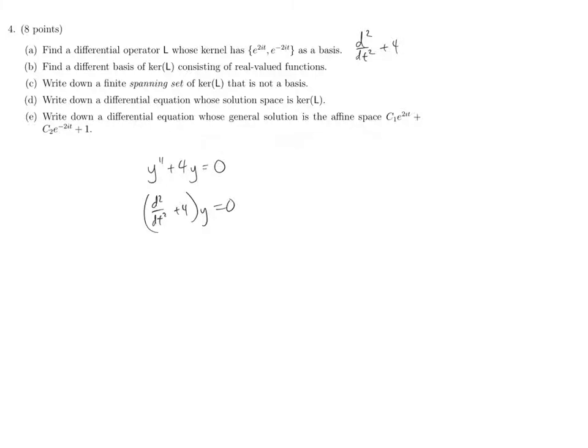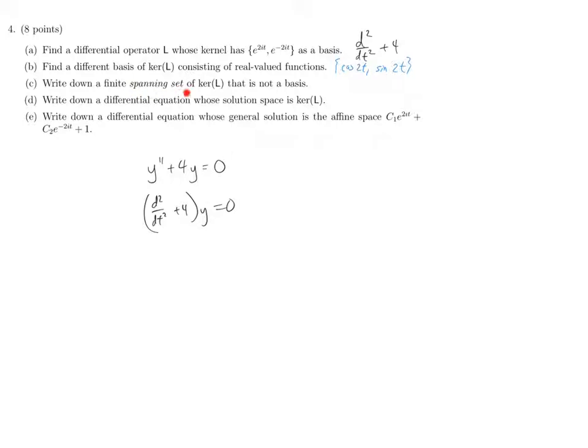Find a basis. I'm trying to remember. I think I made this part D 2 points and part A 2 points, and the rest 1 point. Find a basis consisting of real valued functions. So of course you can do sines and cosines. So cosine of 2t, sine of 2t.